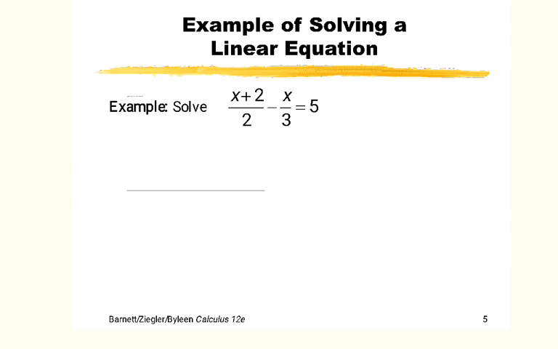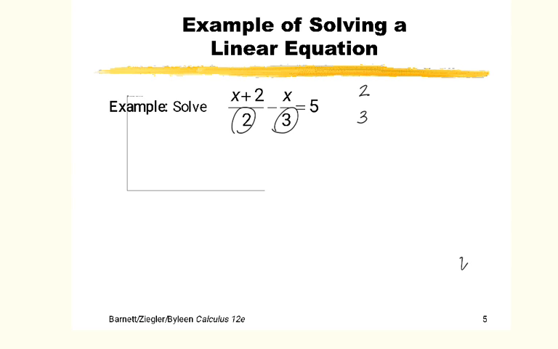Okay, so here it says to solve the equation x plus 2 all divided by 2 minus x divided by 3 equals 5. Before we do the series of operations where we add or subtract or multiply or divide, the first thing we want to do is clear the equation of fractions. The way we do this is we look at the denominators, in which case are 2 and 3, and we determine the least common denominator, and multiply that LCD to both sides of the equation.